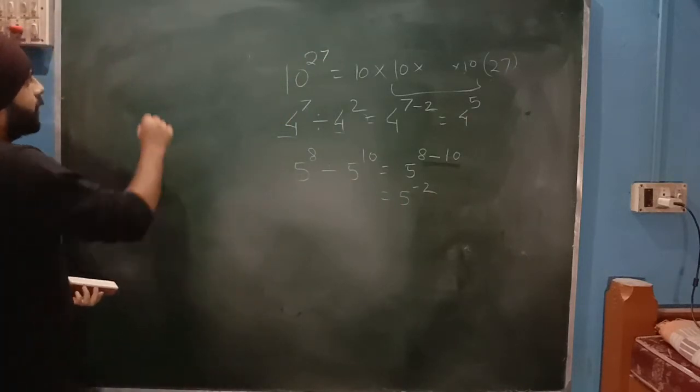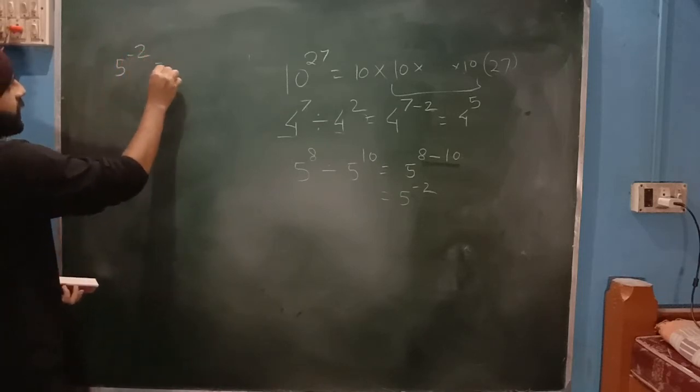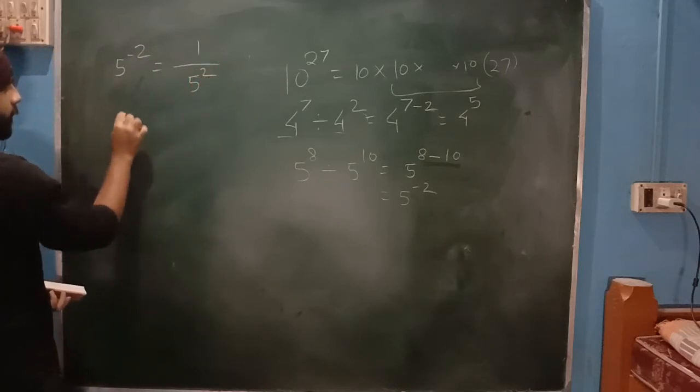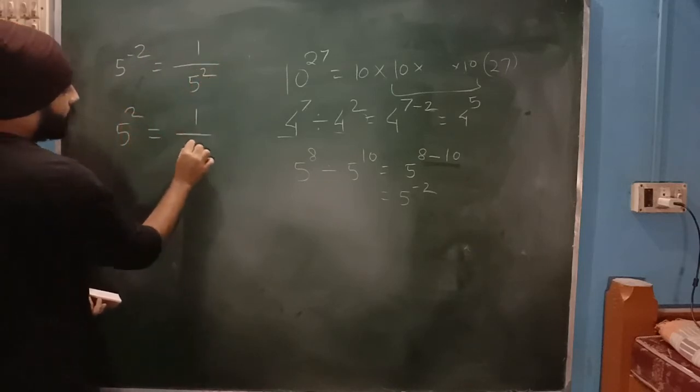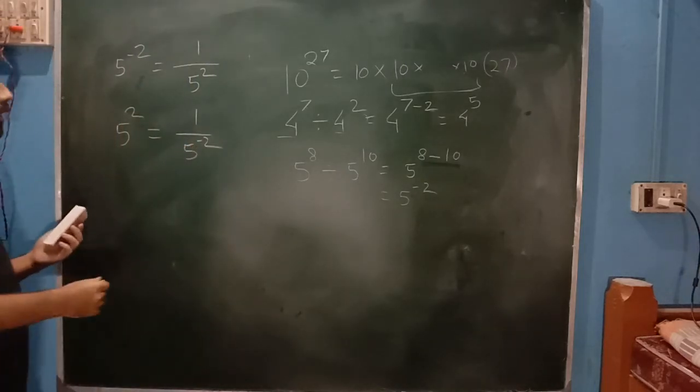is basically the same part, where you can write this thing: 5 to the power minus 2 is basically 1 by 5 to the power 2, or 1 by 5 to the power 2 equals 5 to the power minus 2. So this is basically, you know, in some way.